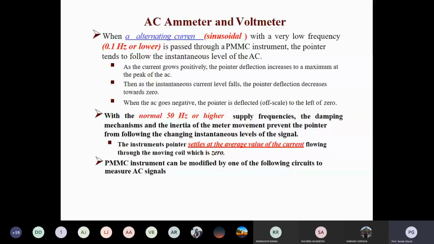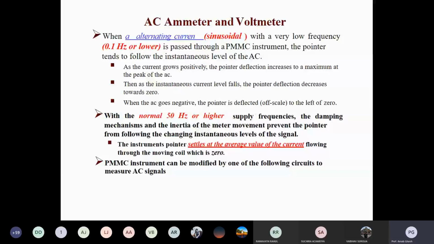So you can see that the deflection will be there up to 10 seconds, maybe on the right side. Again, when it tends to negative, it is zero crossing, then negative, again zero, like that. You can observe that deflection in the PMMC instrument. So it is not suitable for AC measurement.